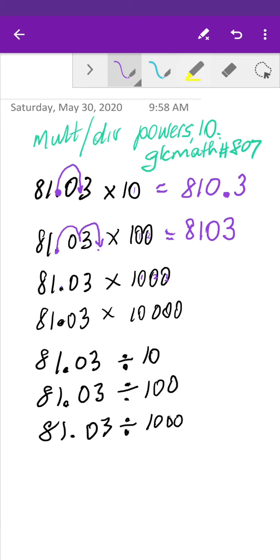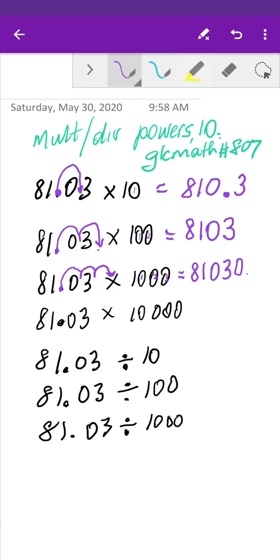Now if it was 81.03 times 1,000, there's 3 zeros in 1,000, that's 10 cubed. Well, that means the decimal will jump 3 places to the right, and it will go over the 0, over the 3, and then over the nothing, and the nothing is another 0 in this case. So it's going to be 81 times 1,000 is like 81,000, and that's going to equal 81,030. The decimal jumped over the next nothing, which is another 0, and the decimal finishes here, but we don't write the decimal on the end. You could if you want, but it's 81,030.